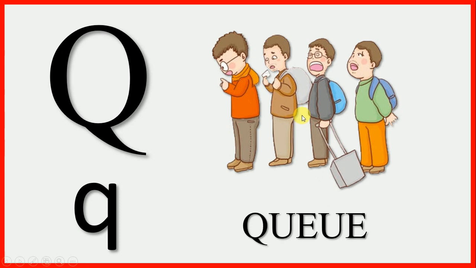And children, what do you see in this picture? Q. Q kise kehte hain? Kitar ko. When you want to go to canteen, your teacher says, children, make a queue. Okay, now read with me. Kyukwe, kyu. Kyukwe, kyu.